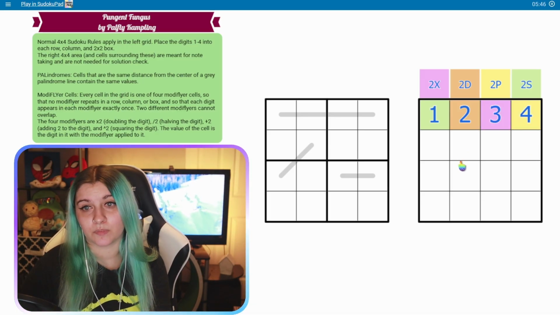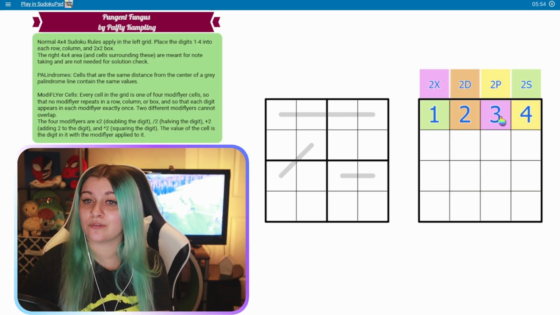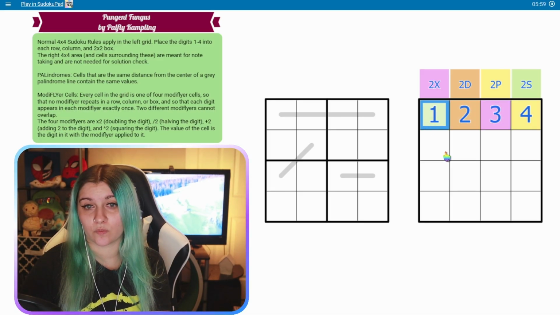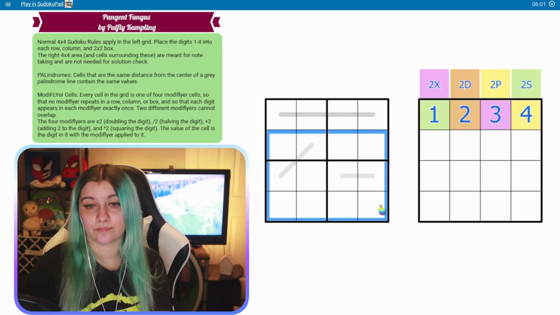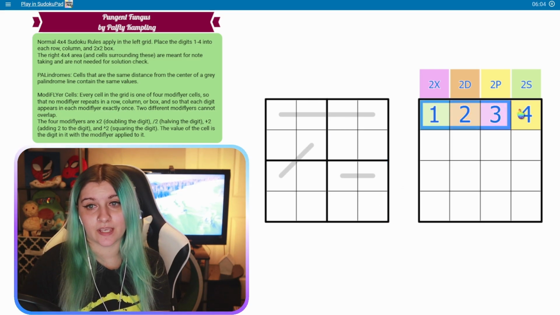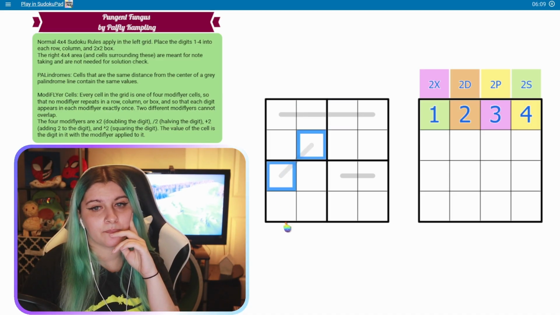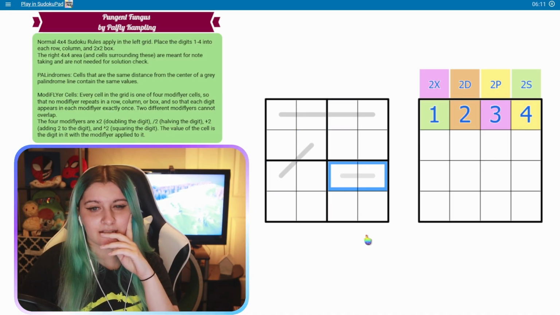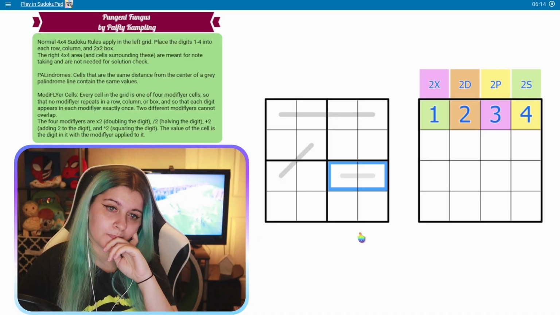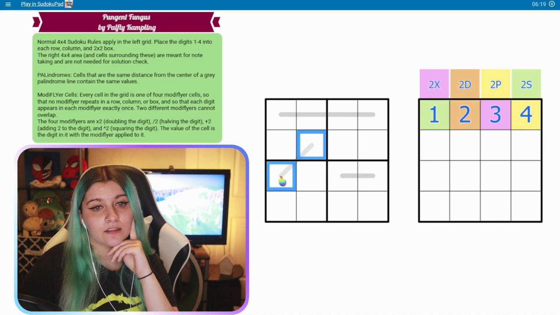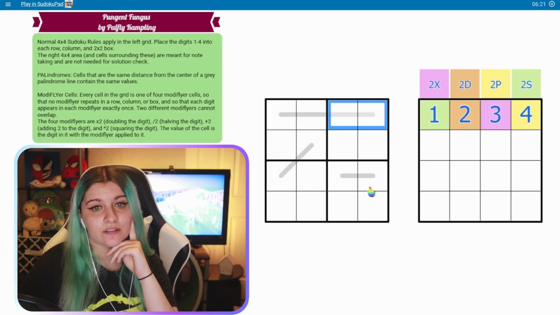Okay, this also means that I can no longer use a 4 plus 2, a 3 times 2, a 2 divided by 2, or a 1 squared ever again in this puzzle. Okay, but this is what's happening up here. Now, these are also the same. And these are also the same. These need to be one of these two digits.